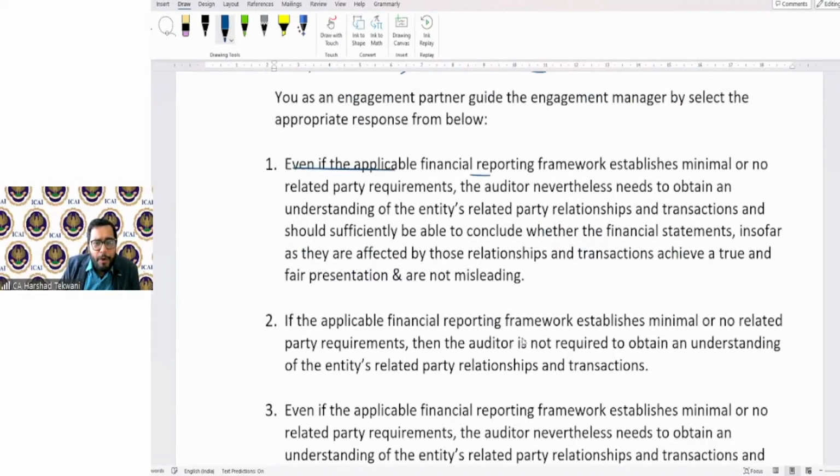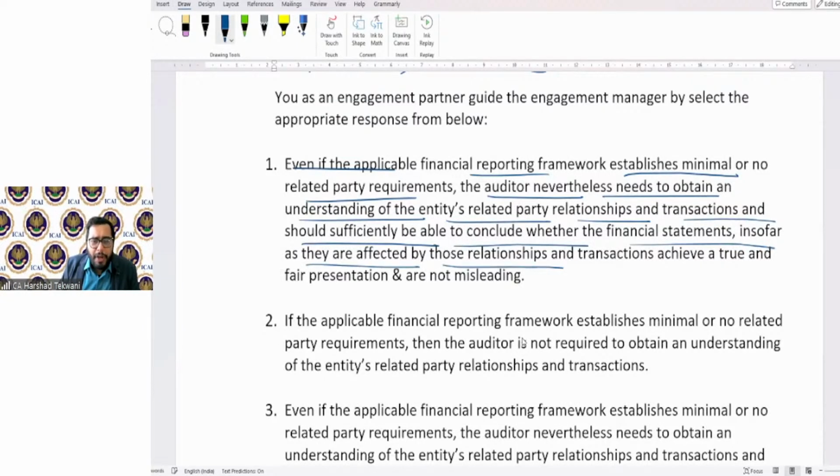Even if the financial reporting framework established minimal or no related party requirements, the auditor nevertheless needs to obtain an understanding of the entity's related party relationship and transaction and should sufficiently be able to conclude whether the financial statements, in so far as affected by the relationship and transaction, achieve a true and fair presentation and are not misleading. So the fair presentation framework and the compliance framework. In the second one, the auditor is not required. Hence, it's not applicable, not correct.